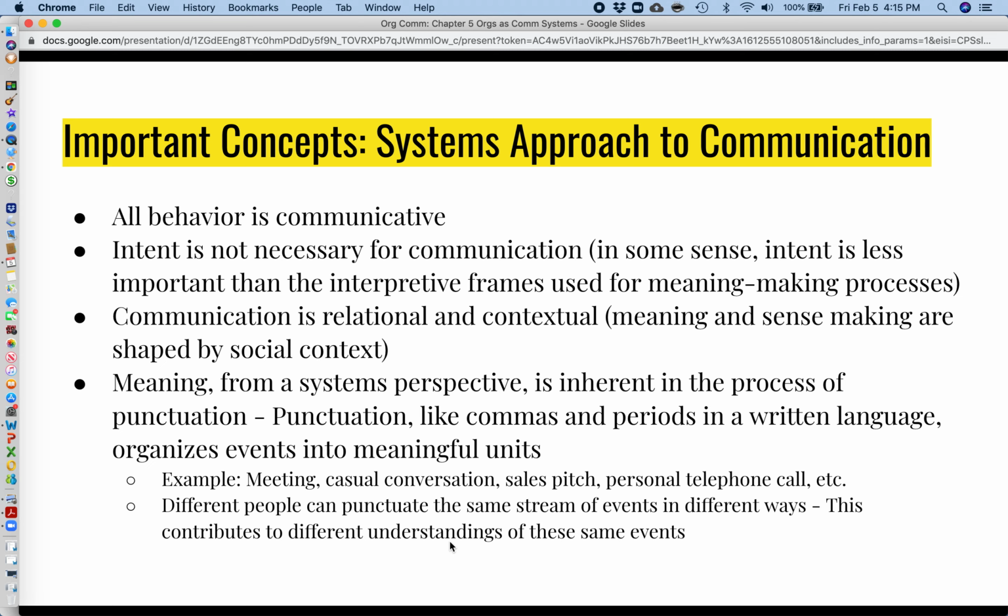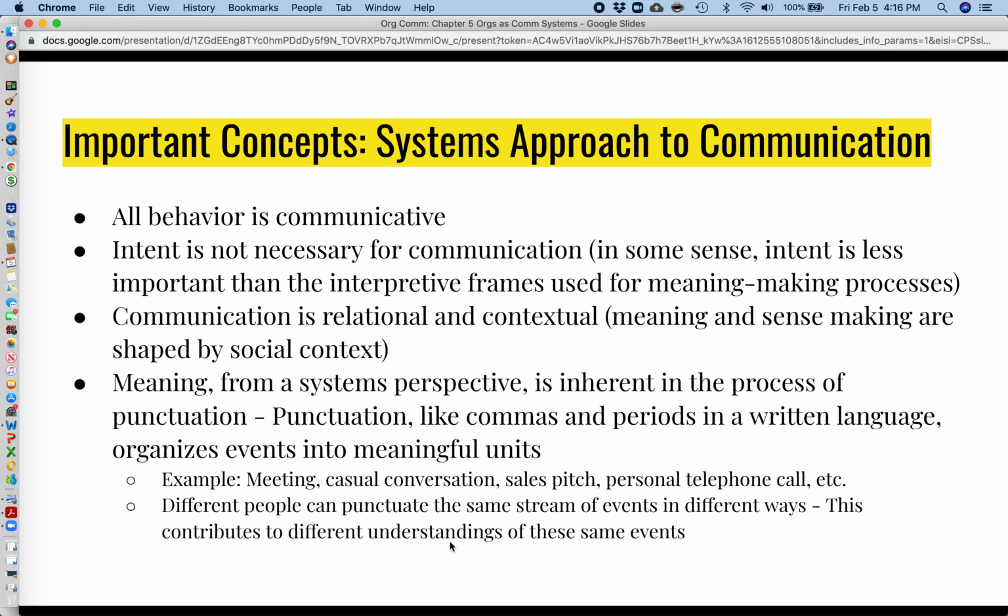And also that intent isn't necessary for communication to happen. I might try and just keep my mouth shut so that I don't send out any kind of message, right? But in keeping my mouth shut, I'm still sending a message. So in that sense, intent really isn't necessary for the act of communication to happen. And furthermore, we all know that we might say something that we intend to be a compliment, but someone takes it the wrong way, right? So my intent really doesn't matter to the other person if they take it a different way.